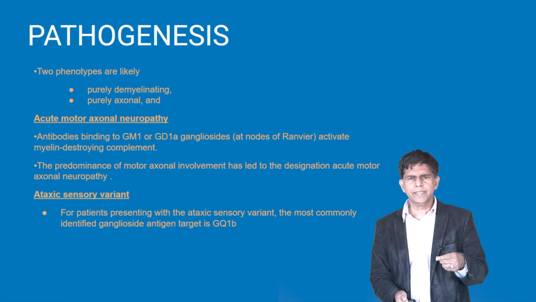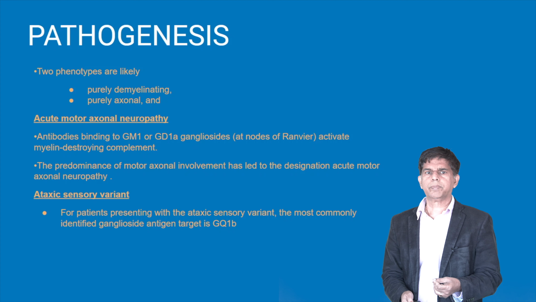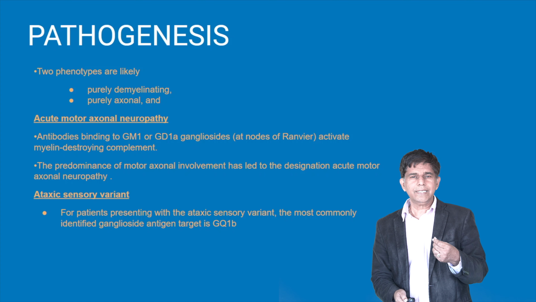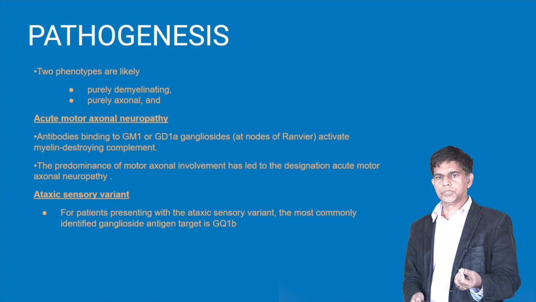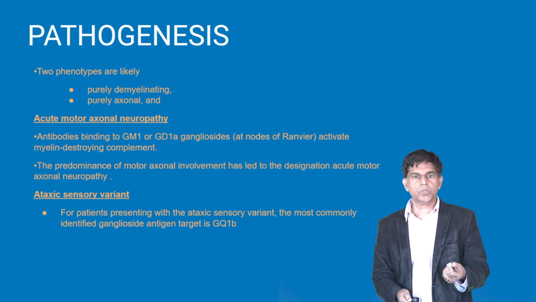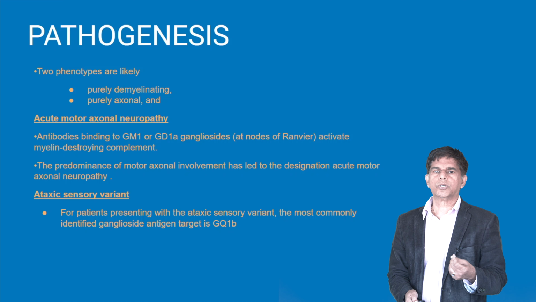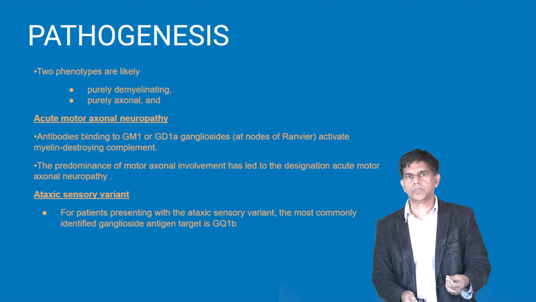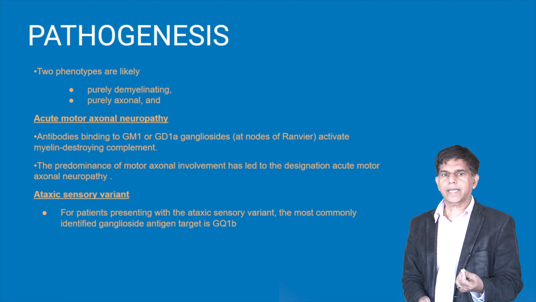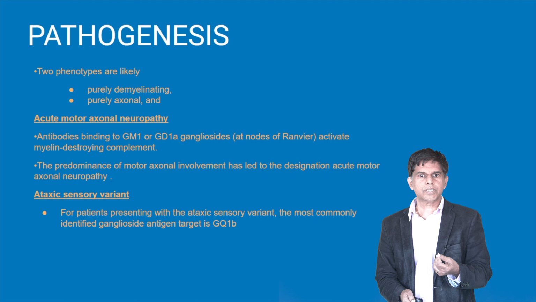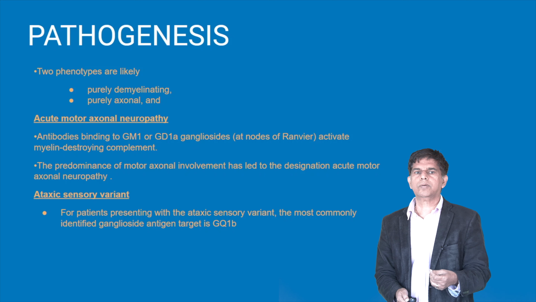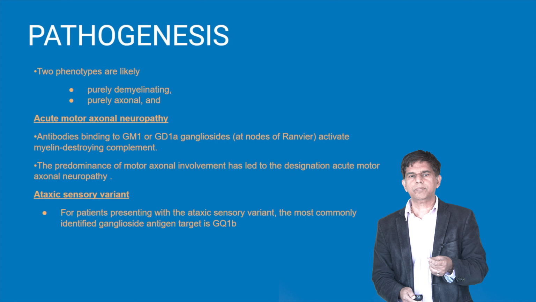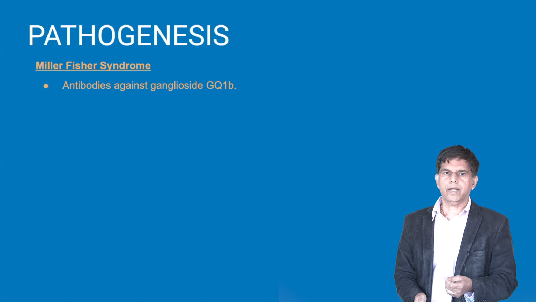In acute motor axonal neuropathy, you have antibodies binding to the GM1 or GD1a gangliosides at the nodes of Ranvier and activating the myelin-destroying complement. The predominance of motor and axonal involvement has led to the designation of acute motor axonal neuropathy. Then you have the ataxic sensory variant. The most commonly identified ganglioside antigen target is GQ1b. Remember that.